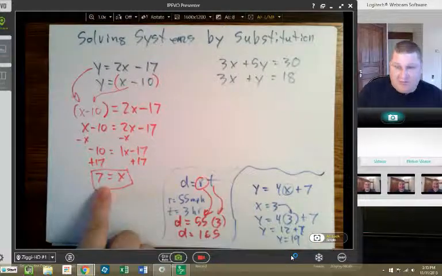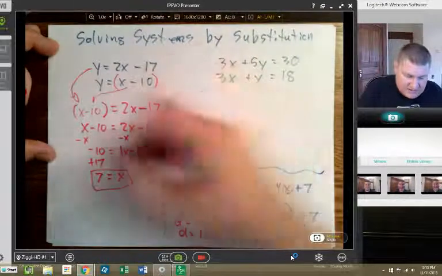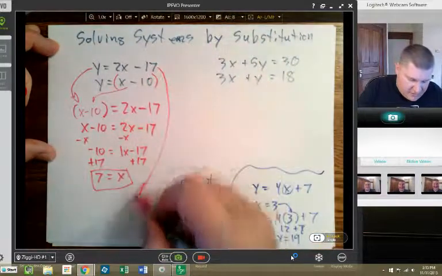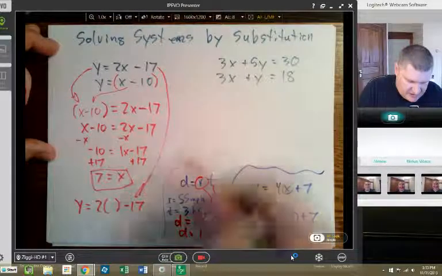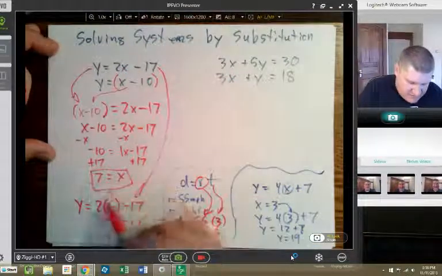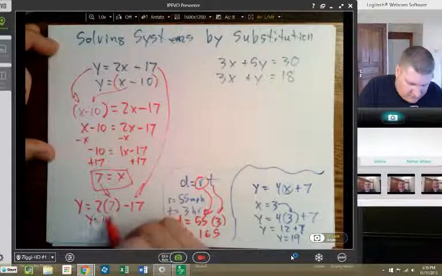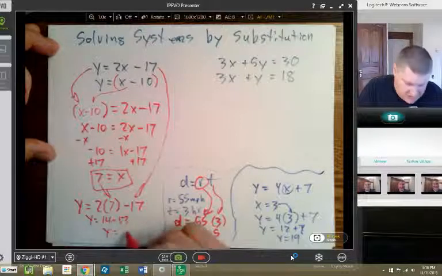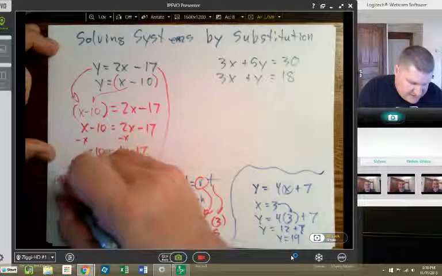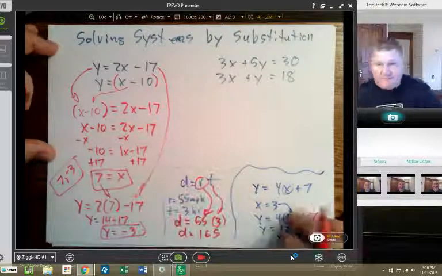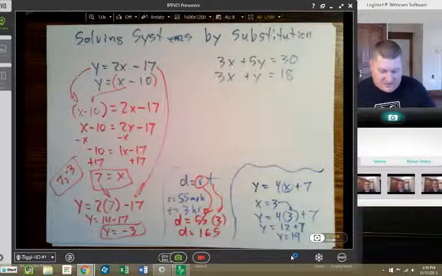But now if 7 equals x, it really is like this. You can take either one of these equations, top or bottom. We're going to steal the top one. Y equals 2 times something minus 17. Well, what's the x? What's the something? I'm going to put 7 in for it. So y equals 14 minus 17. Y equals negative 3. So my solution is now 7 comma negative 3. That is my solution to this problem by doing substitution.